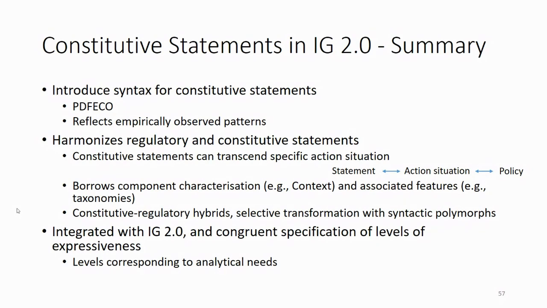So the central aspects that we want to leave the listener with is that we introduced a new syntax that is empirically observed clearly. So even though it has certain novel features and particular syntactic components, we can all find those in coding practice. The second aspect is that it really seeks to harmonize the regulatory and constitutive side of statements.